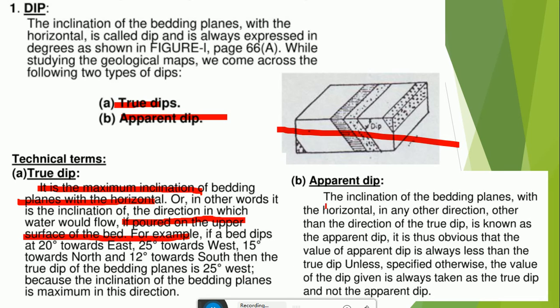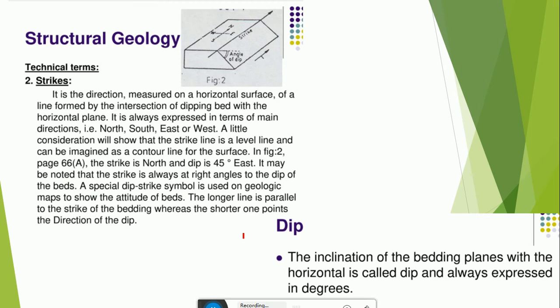Apparent dip is the inclination of the bedding planes with the horizontal in any direction other than the direction of the true dip. It is thus obvious that the value of the apparent dip is always less than the true dip. Unless specified otherwise, the value of the dip is always taken as the true dip and not as the apparent dip.